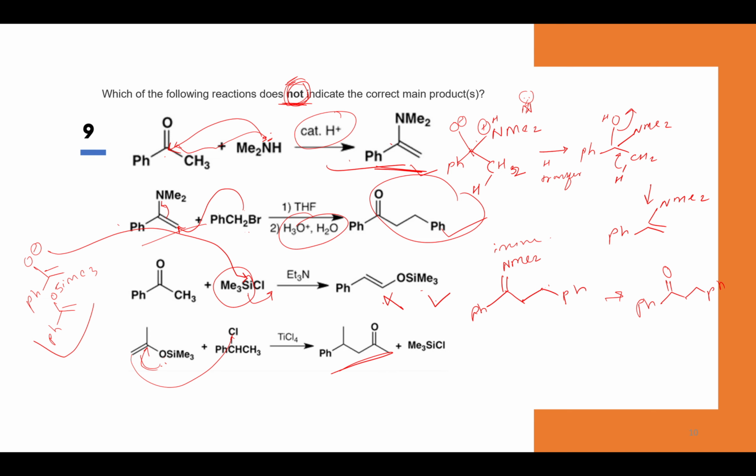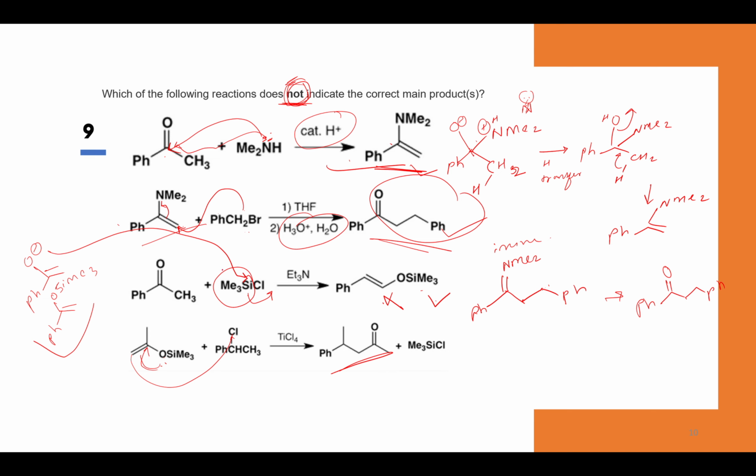Then we have discussed option number 2, where this enamine will react with benzyl bromide and give this product. We have discussed this also, and this is also a correct option because it will attack on this carbon only and give this as a product.